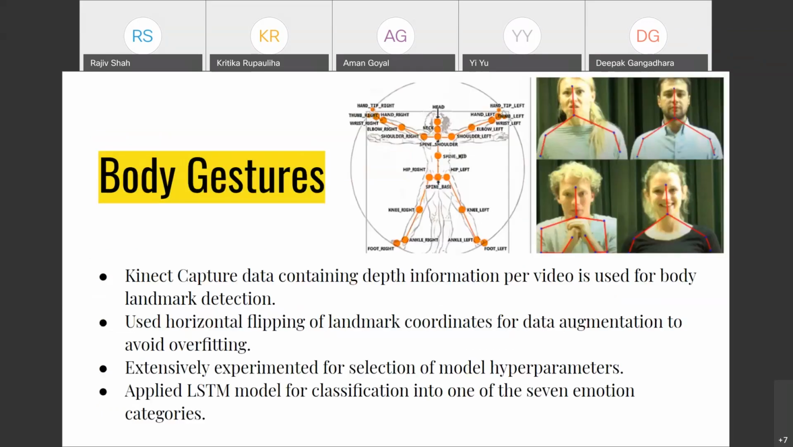So going into the 3 modalities that we have used, the first one is the body gestures. So for this, we used Kinect capture data, which contains the XYZ coordinates of the 25 joints of our body, and also their angles of rotation. So this has been used for detecting the body landmarks given in the video samples.